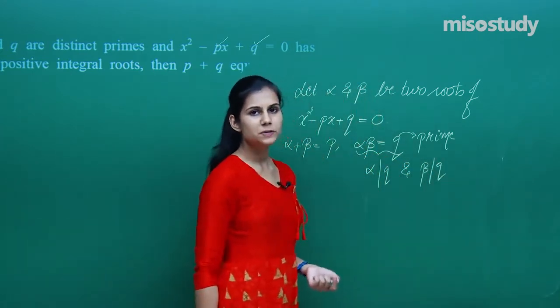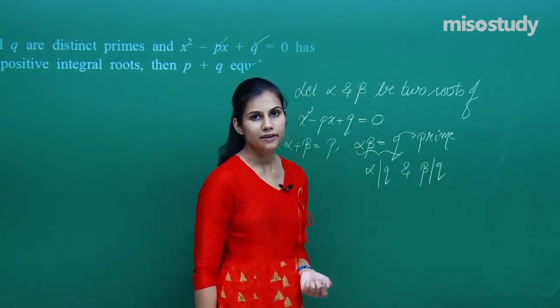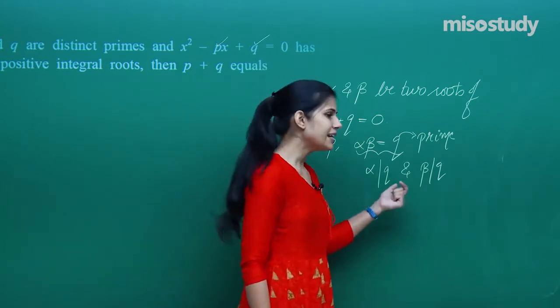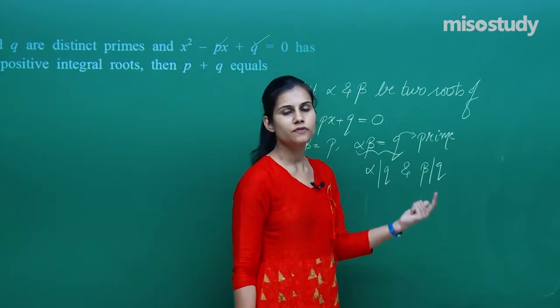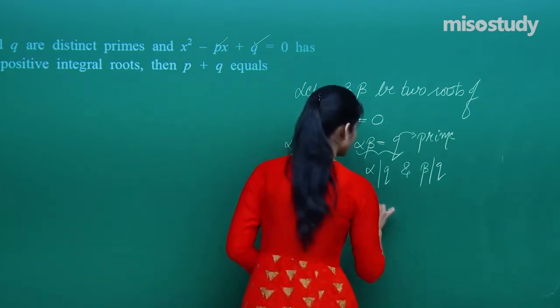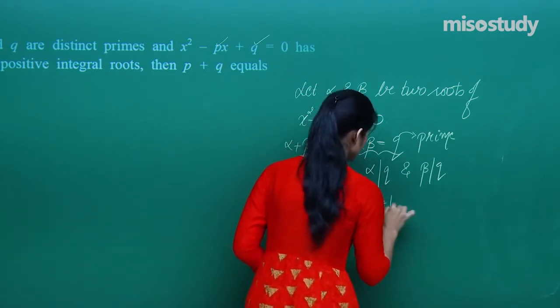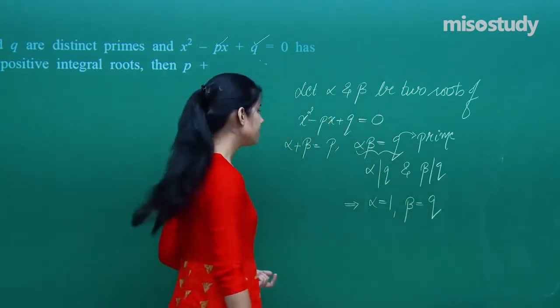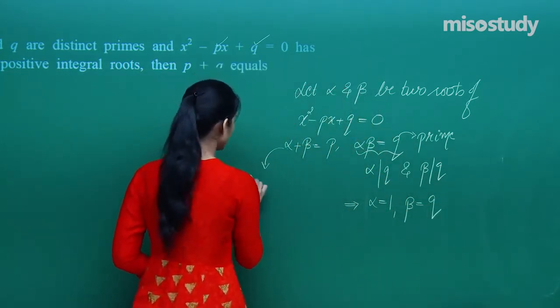But because q is prime, only two numbers can divide q, 1 and q, right? Only 1 and q can be the factors of q if q is prime. So this implies alpha is 1 and beta is q. If alpha is 1 and beta is q, this is going to become what?